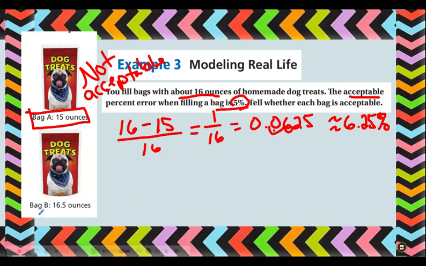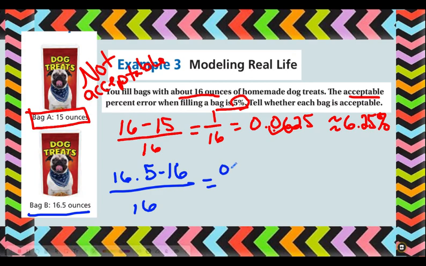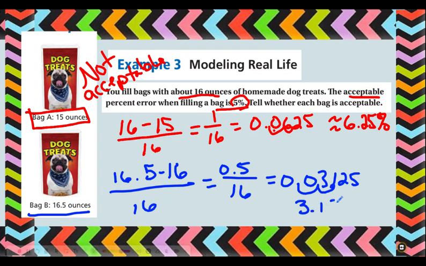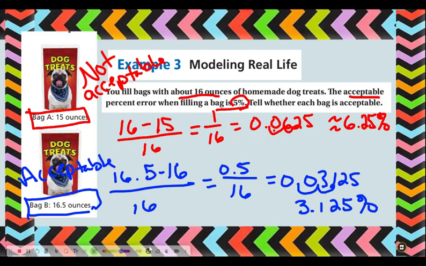Okay, so now let's try bag B. So 16.5 minus 16 over the original, which is 16. So it's 0.5 divided by 16. Pause the video, divide it out. And I got 0.03125 when I divided it out. Move my decimal 2 times to the right, so it's about a 3.125% error. So bag B is good. It's acceptable. It can be sold in the store. Great job.